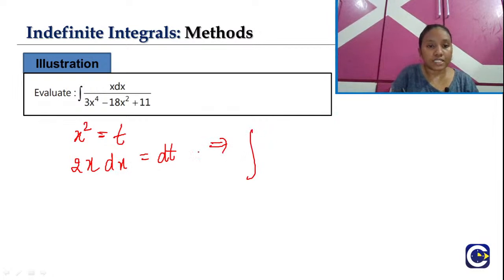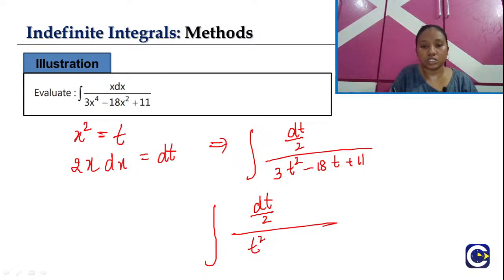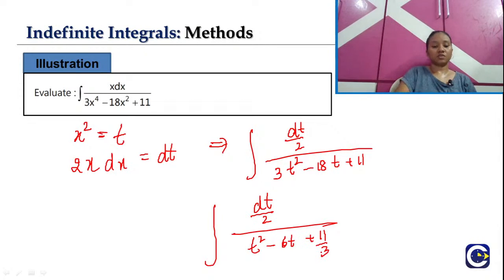In place of x dx, I can substitute dt by 2, and 3t square minus 18t plus 11. But here the coefficient is 3, so I am simplifying it further. So t square minus 6t plus 11 by 3. This will be our quadratic form of the equation so far, that is t square minus 6t plus 11 by 3.